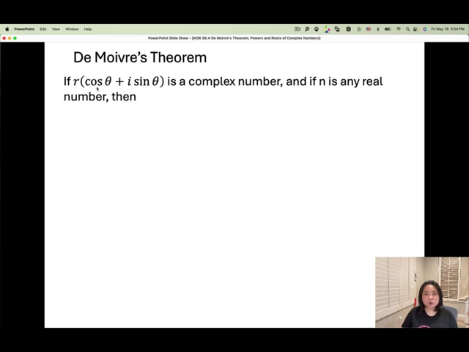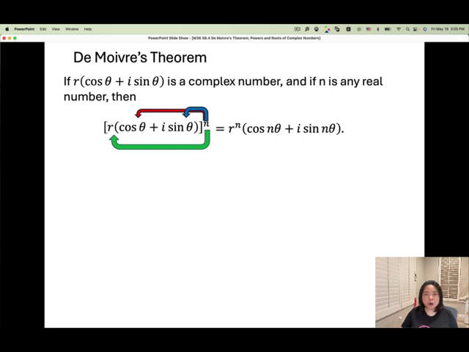r cosine theta plus i sine theta, and n is any real number, then if we want to find this complex number to the nth power, we can apply De Moivre's theorem. First, distribute the n to the r, so r to the power of n. And for the angle, distribute the n to the theta, so you have cosine n theta plus i sine n theta.